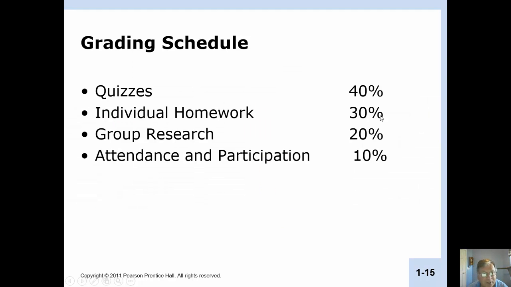Quizzes are 40% of the course grade. The individual assignments are 30%. The group research is 20%. And then in-class attendance and participation are 10%.